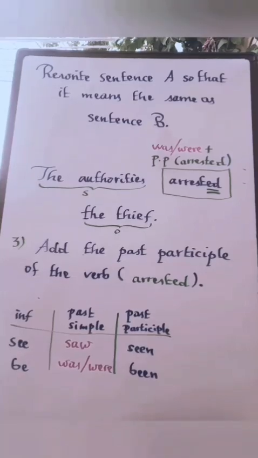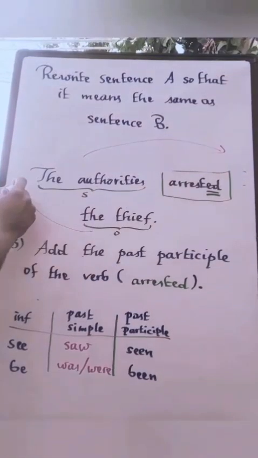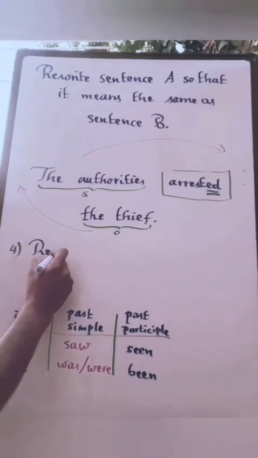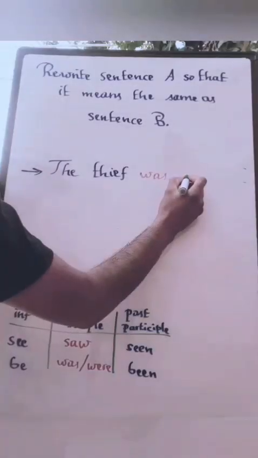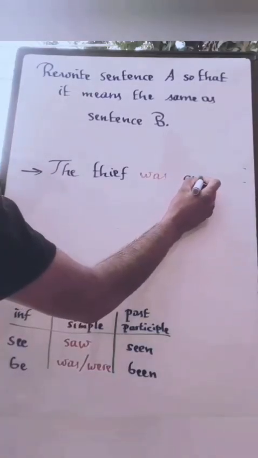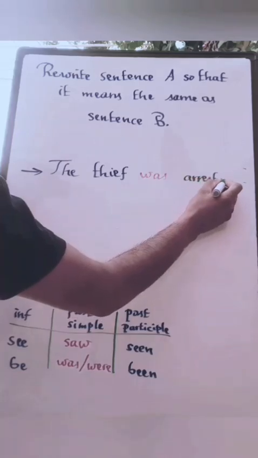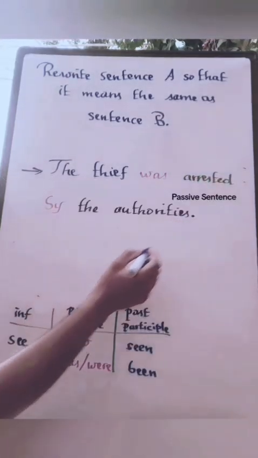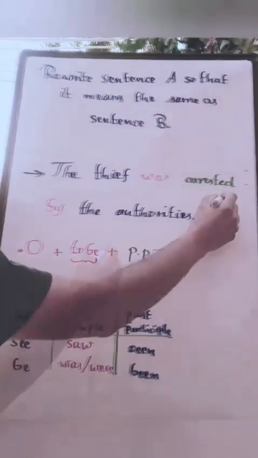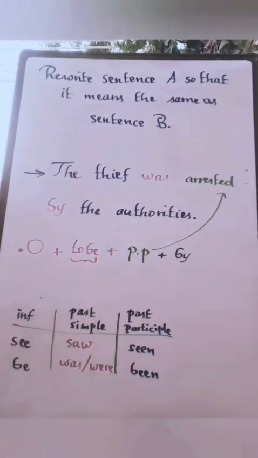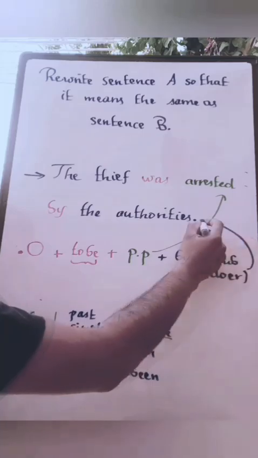Step 4 is to flip the sentence, to begin the sentence with the thief, which is the object, which after that will become the subject of the passive sentence. The thief was, not were, because it's singular, arrested, the past participle of arrest, plus by the authorities, which is the agent in the passive sentence. Let's practice this.